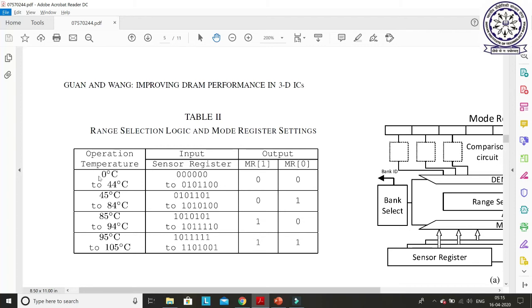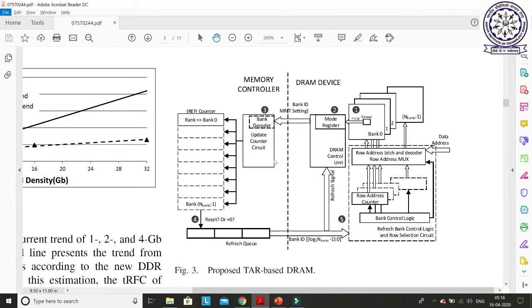So this range may be 00, this is 01, this is 10, and this range can be represented as 11. So if we again come back in this design, then each bank, this temperature sensor will send a temperature value to this mode register, and based on some circuit, this temperature will be in either of this temperature range, as I explained. So based on this temperature range, a 2-bit value will be stored in mode register.